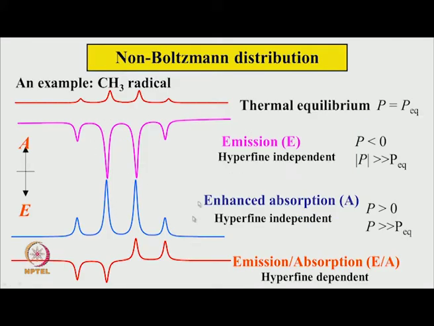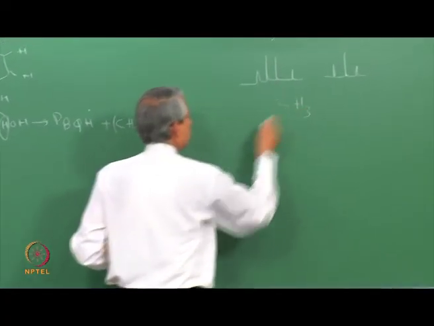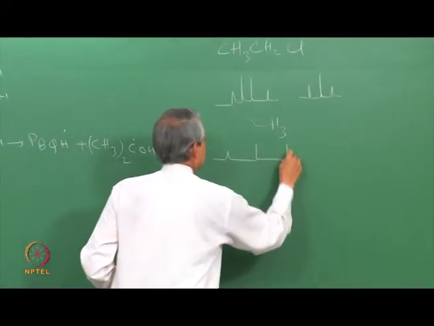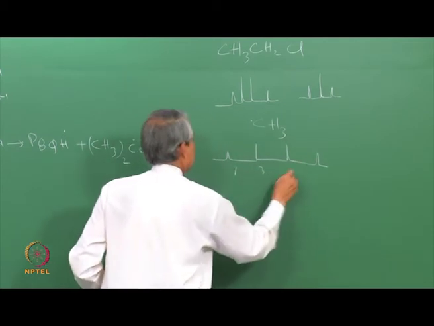Now, these are some general types of EPR signal that can appear. Let us take an example of the methyl radical. The methyl radical EPR spectrum will show three protons, so it will look like this: 1:3:3:1.